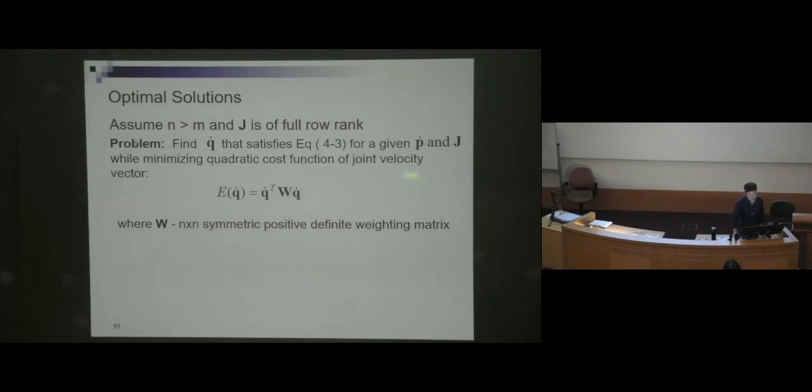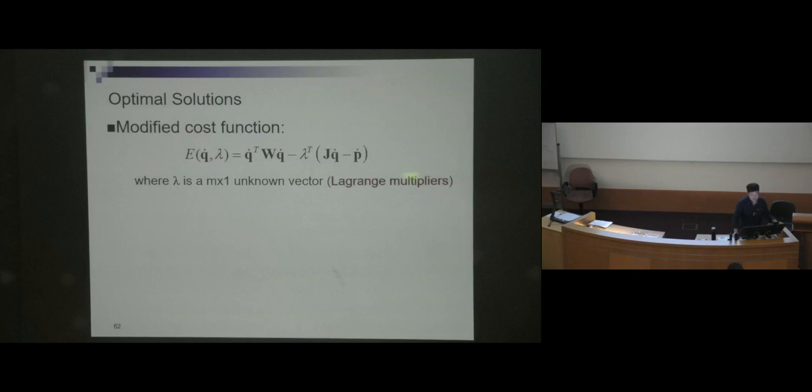Then you can minimize a cost function. So this is the cost function, and the W over here is a symmetric positive definite weighting matrix. The method to solve this problem will be using something called a Lagrange multiplier. With the Lagrange multiplier, you can modify the cost function over here. The necessary condition for the optimal solution will be your delta E divided by delta Q dot equal to 0. That means it's a minimum or maximum point.